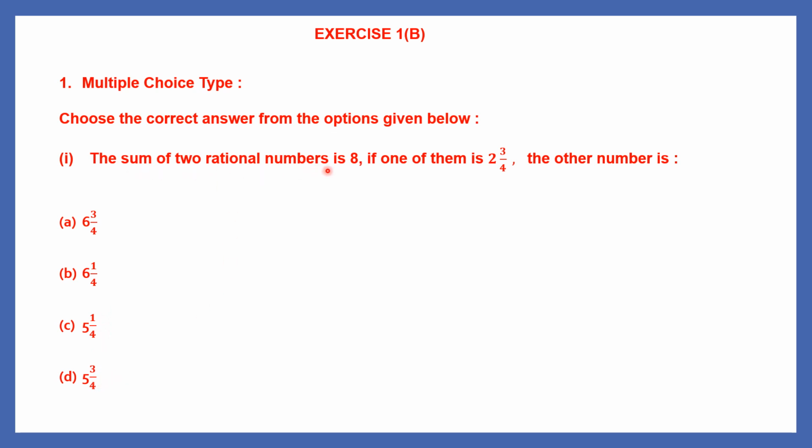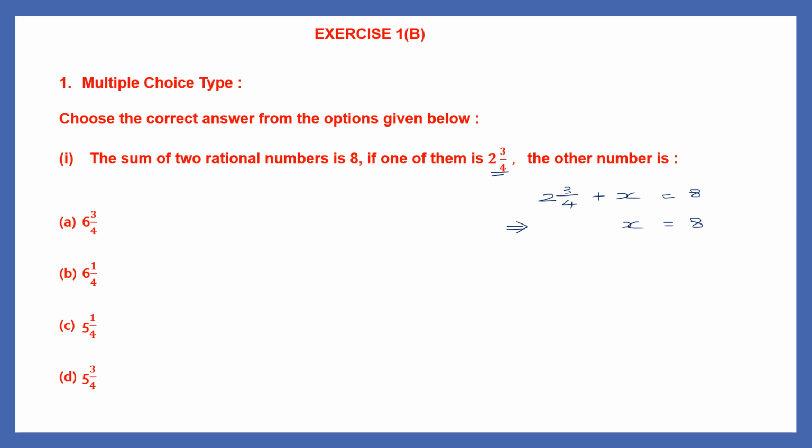So sum of two rational numbers, that means if you take two rational numbers, the answer is 8 and one of the rational numbers is given to us. So that means 2 3/4 plus the other number. We have to find out what the other number is. The answer is 8. So now we're going to work this out just as we used to work linear equations. We're going to solve for x. So x will leave it on the side. On the other side, we'll leave 8 as it is.